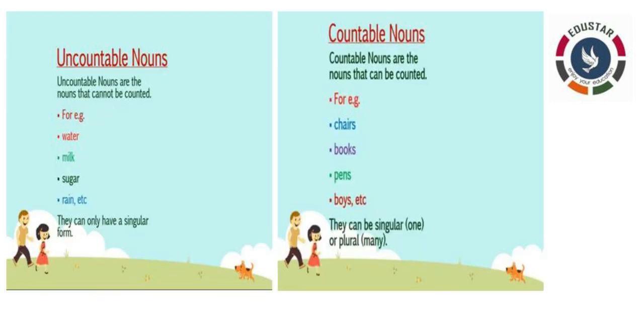Countable nouns are the nouns that can be counted. For example, chairs, books, pens, boys, etc. They can be singular or plural. They have both singular and plural forms. What are uncountable nouns? Uncountable nouns are nouns that cannot be counted. For example, water, milk, sugar, rain, etc. They can only have a singular form. Can you understand what is a countable and uncountable noun?